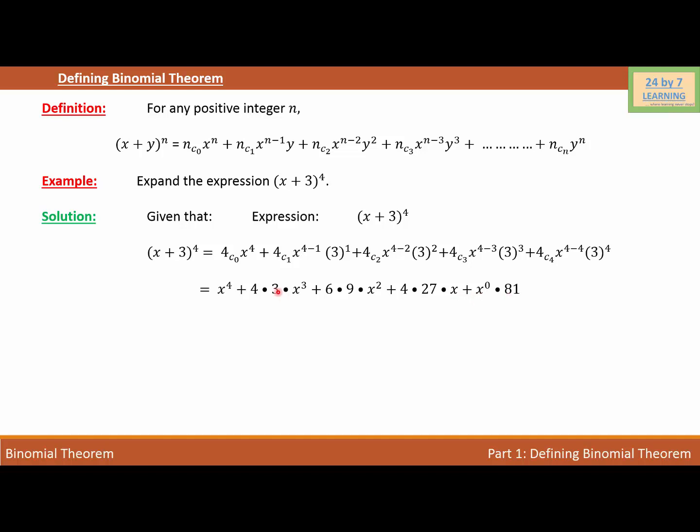So basically we are simplifying these combinations and writing their values, and that's how we get this expression. If we further simplify, we will get x^4 + 4 times 3 is 12, so I will write 12x^3, 6 times 9 is 54x^2, 4 times 27x is 108x, and then x^0 is 1, so 1 times 81 is 81. And this is the expression (x + 3)^4 after we expand using the binomial theorem.